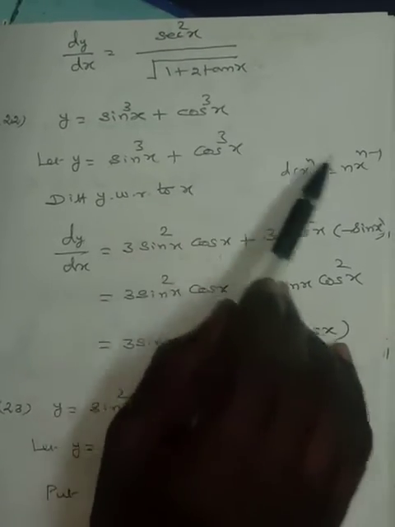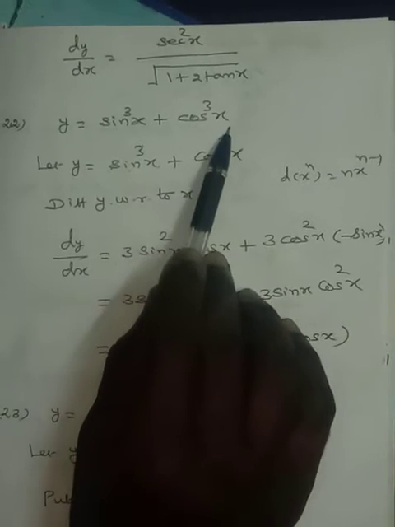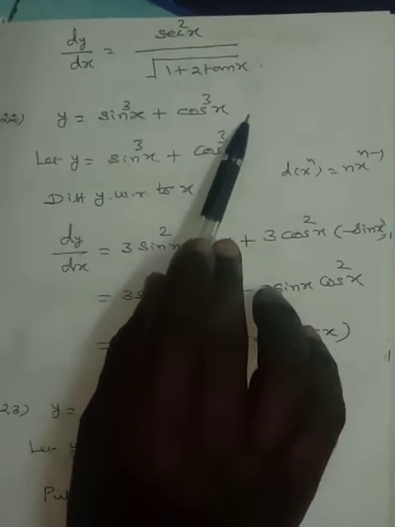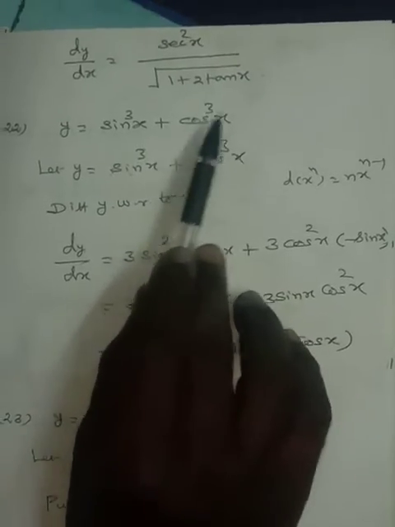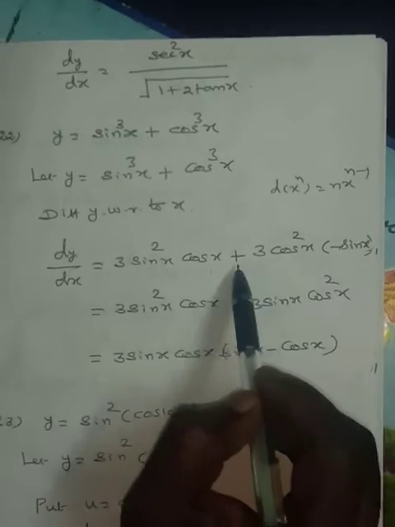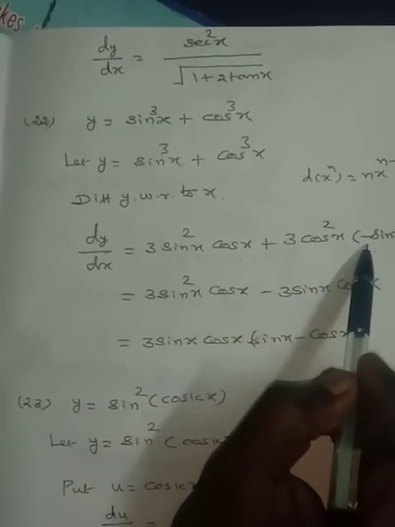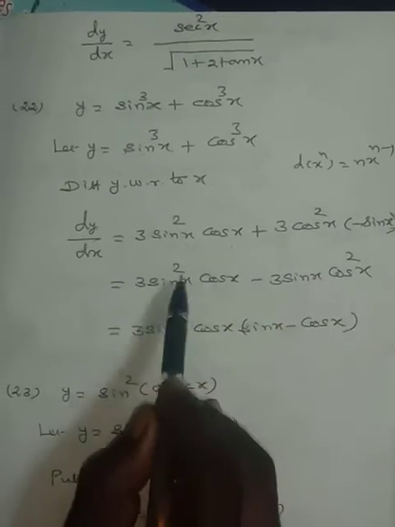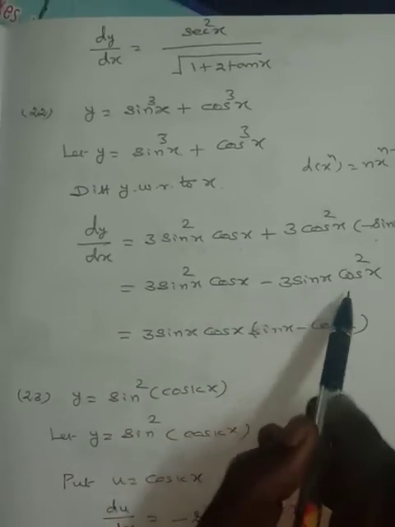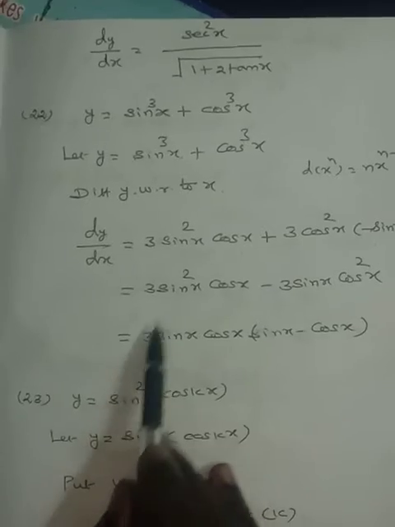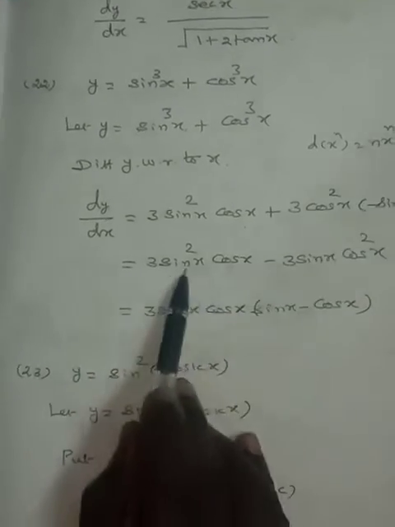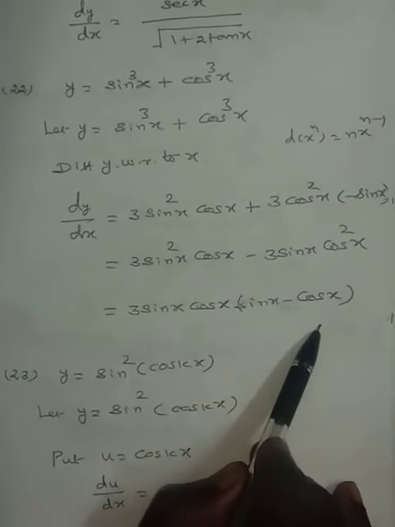Using the formula n x power n minus 1, we have 3 cos x power 3 minus 1 into cos x differentiation, which is minus sin x. So 3 minus 1 is 2. Therefore 3 cos square x into minus sin x. This means 2 sin square x cos x minus 3 sin x cos square x. Take 3 sin x cos x common. The remaining part, sin x minus cos x, is the answer.